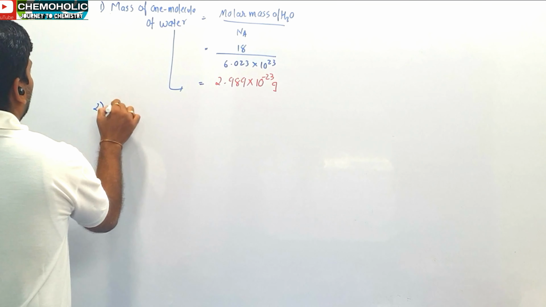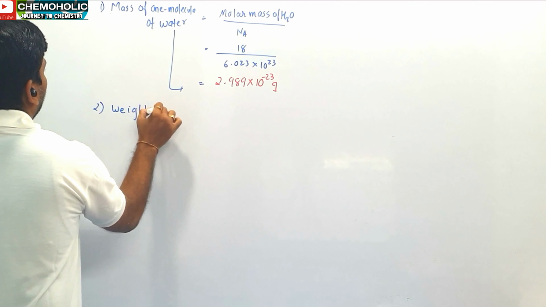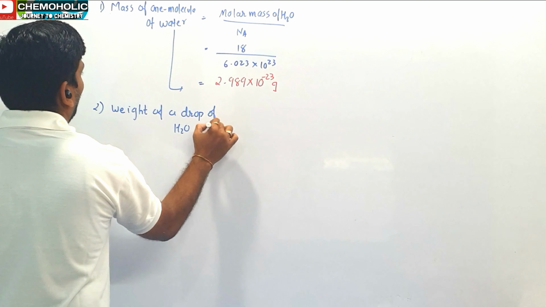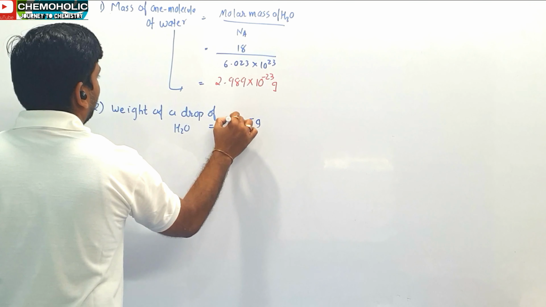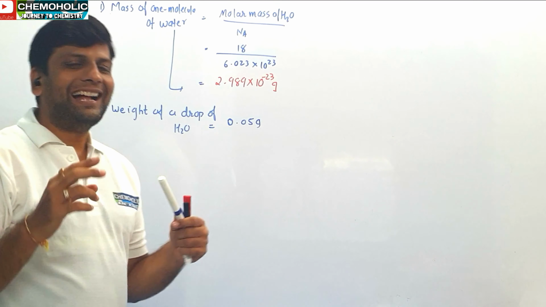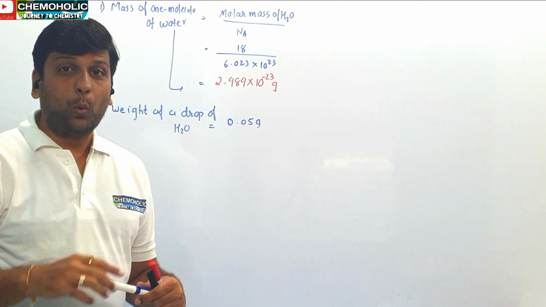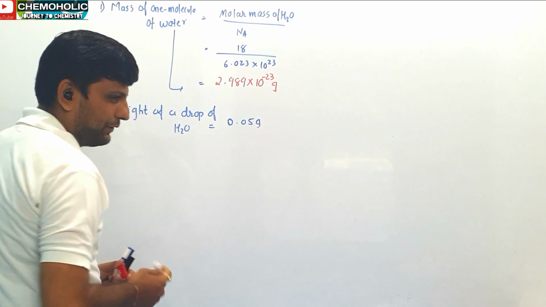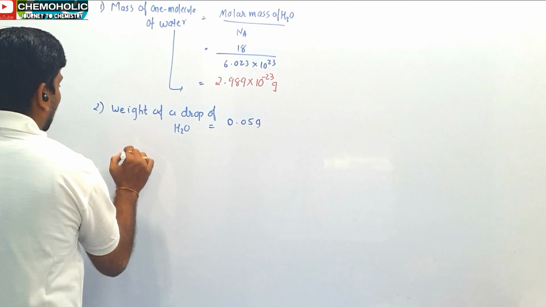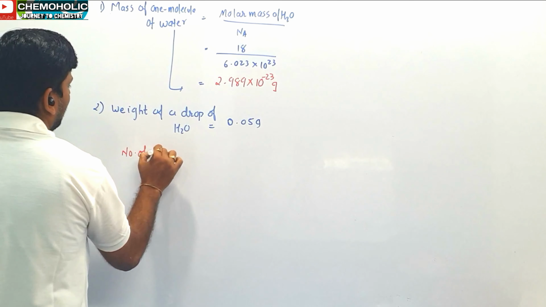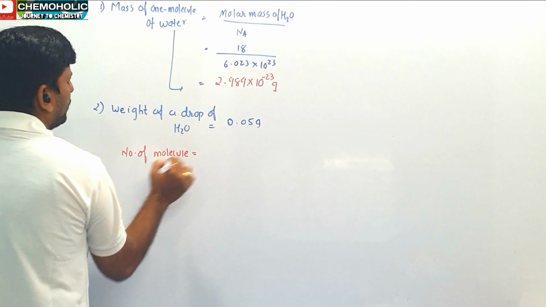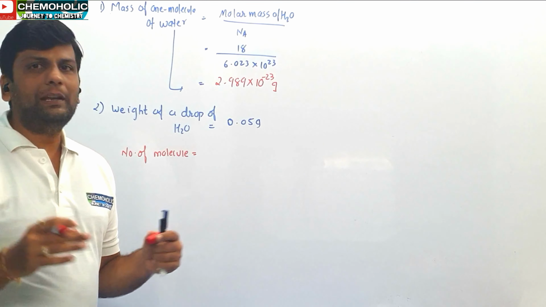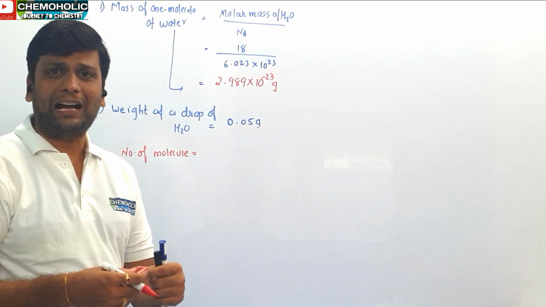Well, the weight of a drop of water is given. It is 0.05 gram. You need to find how many molecules are present in this one drop of water. If I want to find the number of molecules, again, for that, just go through my video lecture number 2 and 3. There you will find all the types of formulas to find number of atoms, number of molecules, number of moles, mass, etc.